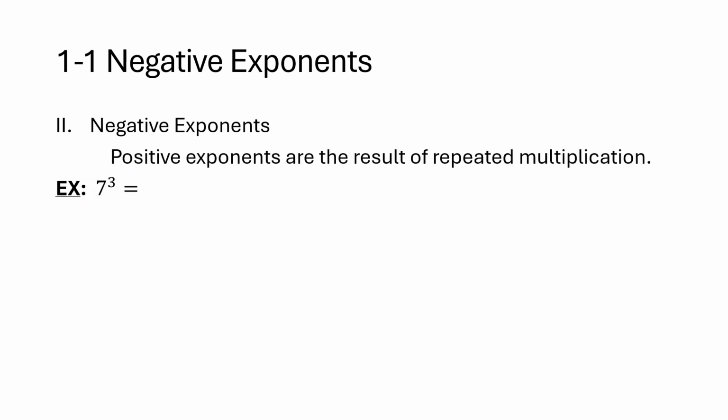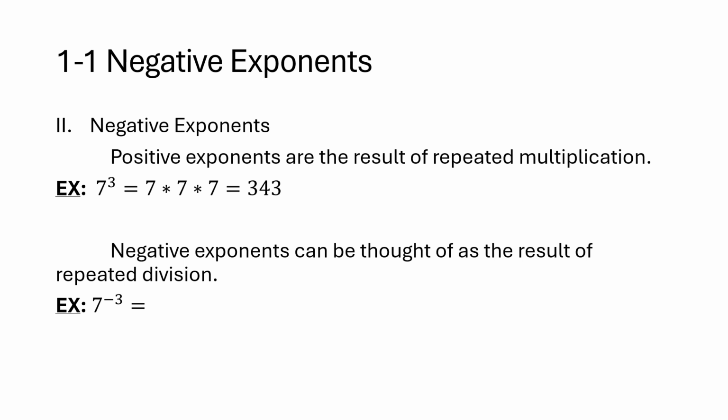Continuing to talk about regular exponents, right? We can think of regular positive exponents as the result of repeated multiplication. So here we see we have the base 7 raised to the exponent of 3, which means we are going to have 7 times 7 times 7. And that will equal 343.